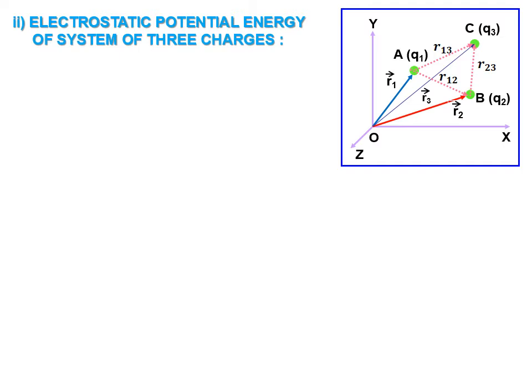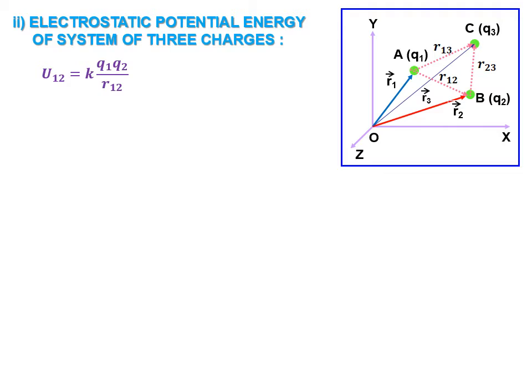We have already seen the formula for potential energy, and now we will use the same formula directly. First of all, if you take only Q1 and Q2, you have already seen that the potential energy is K Q1 Q2 upon R12. Now we want to place a third charge at C. This third charge will be repelled by Q1 as well as Q2. So to place the third charge at C, work is to be done against Q1 as well as against Q2.